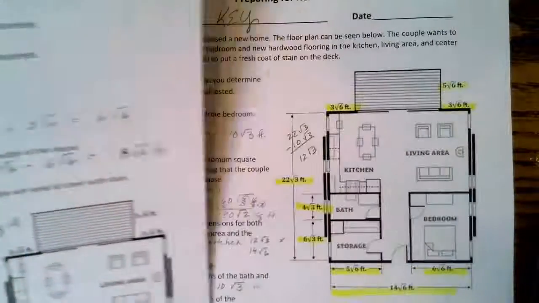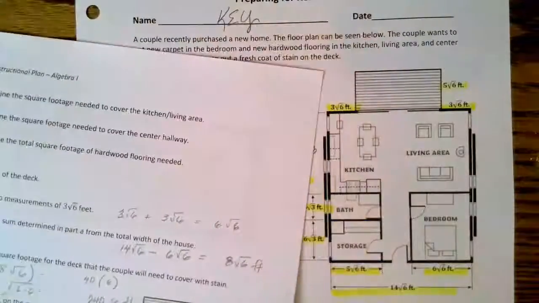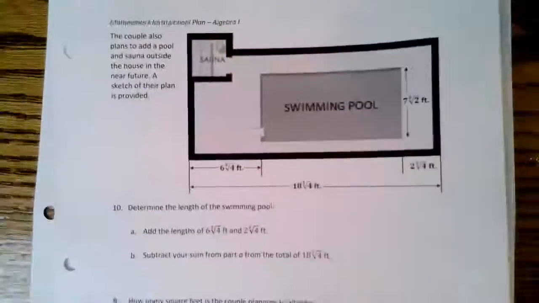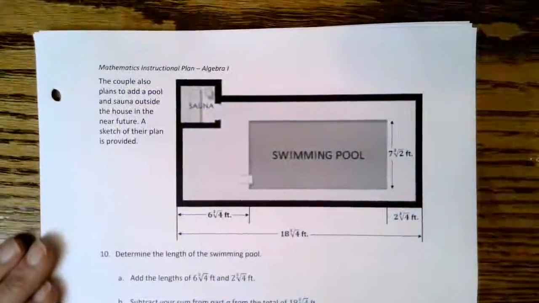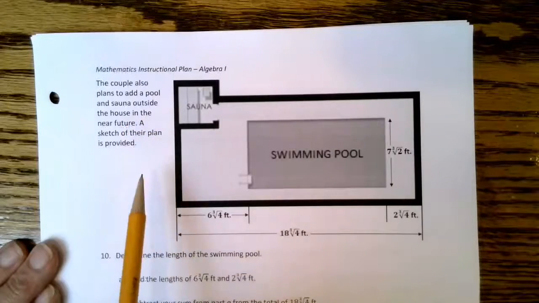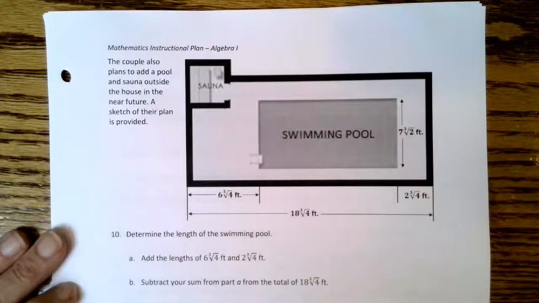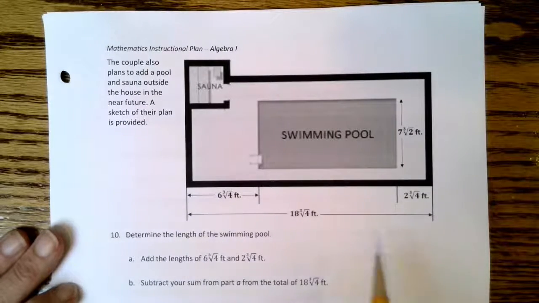Okay, let's check out this last page where we're going to be talking about, oh, they're getting a swimming pool and a sauna. Aren't they lucky? They want to add a pool and a sauna outside the house. A sketch of their plan is provided. How long is the swimming pool going to be?